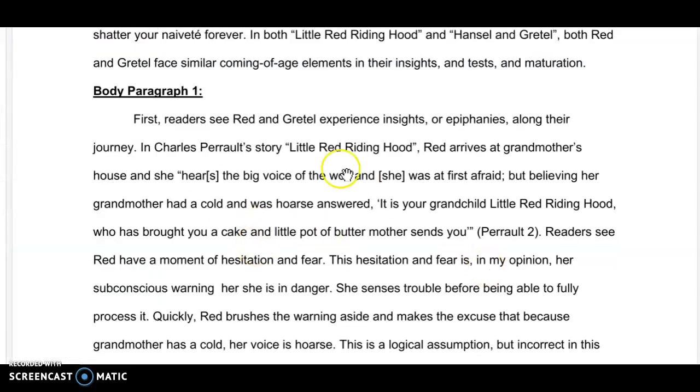So if we go back to that example again, in my first introduction, my first time I refer to something in the text, I am being very formal. So in Charles Perrault's story, Little Red Riding Hood, Red arrives at grandmother's house and she hears, and again, here I'm going to jump into my quote. So I quote directly, making sure that I punctuate appropriately. Anything that is my insertion shows up in these brackets, okay?